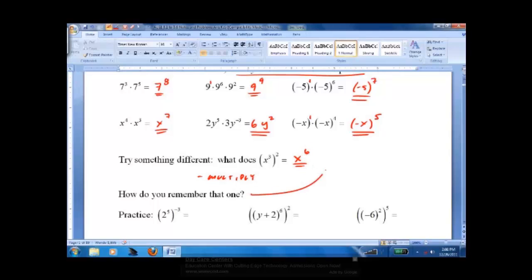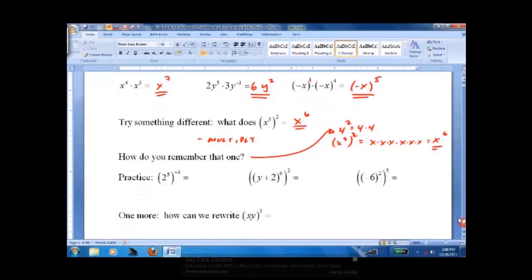How do I remember that one? Same thing. x to the 3rd squared is like x to the 3rd times x to the 3rd. 6 of them, x to the 6th. I don't usually have to go through that. Once I've remembered the first rule, I can remember the second rule, but you do have to remember them.